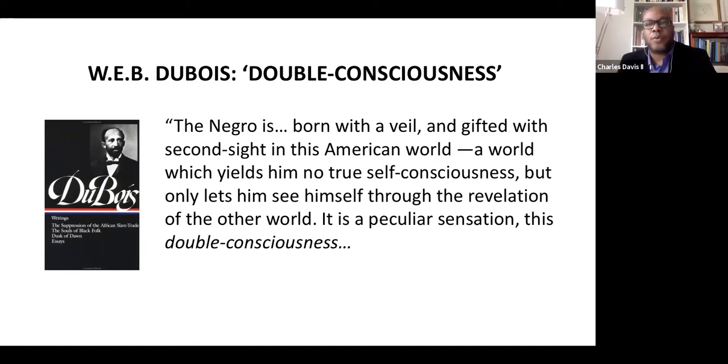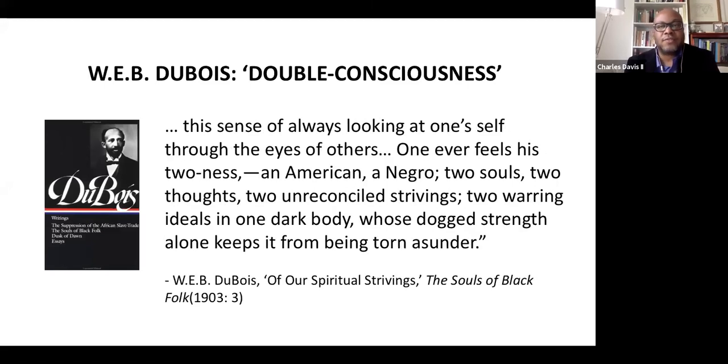And this is how he puts it in his text. He says, the Negro is born with a veil and gifted with a second sight in this American world, a world which yields him no true self-consciousness, but only lets him see himself through the revelation of the other world. It is a peculiar sensation, this double consciousness, the sense of always looking at oneself through the eyes of others. One ever feels his two-ness, an American, a Negro, two souls, two thoughts, two unreconciled strivings, two warring ideas of one dark body, whose dogged strength alone keeps it from being torn asunder.